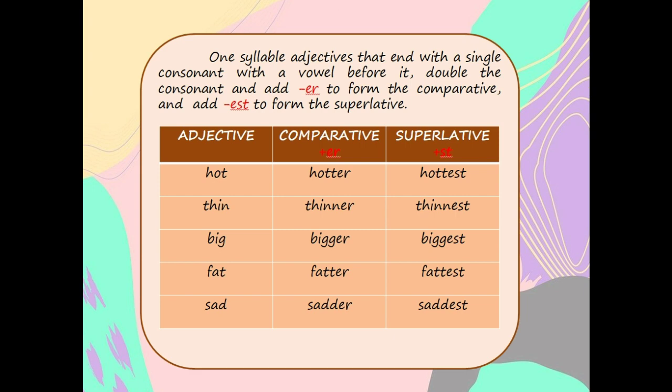So it ends with the consonant T. So we double the letter T. It becomes hotter for the comparative degree because we add ER into it. And then superlative, it becomes hottest. So hot, hotter, hottest. Another examples are thin, thinner, thinnest, big, bigger, biggest, fat, fatter, fattest, sad, sadder, saddest.